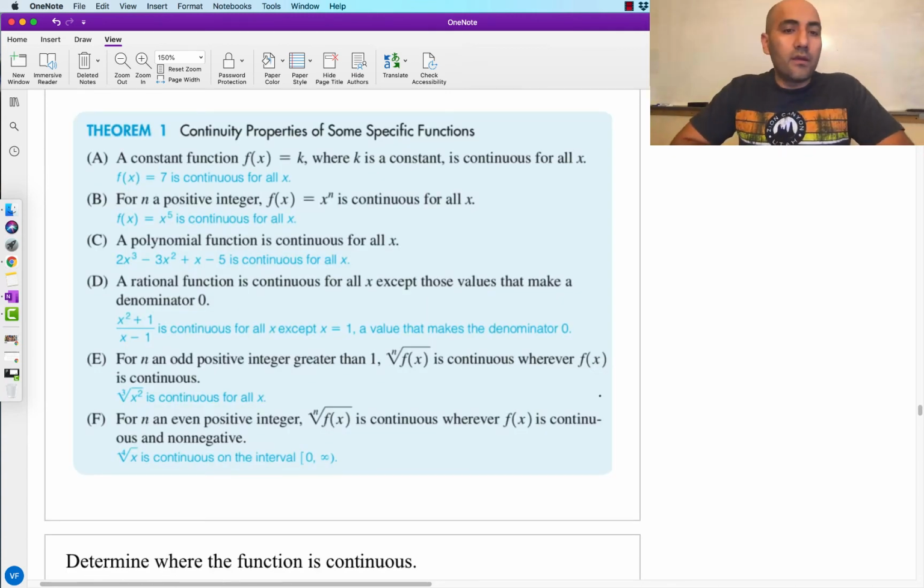Okay, theorem 1: continuity properties of some specific functions. So here's a bunch of properties that we get to just use. You don't have to worry about proving them or anything, so that's good. We just have to understand them and use them and apply them.